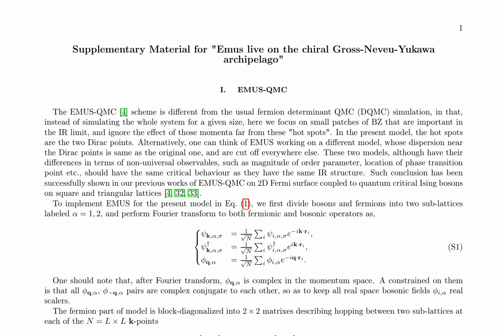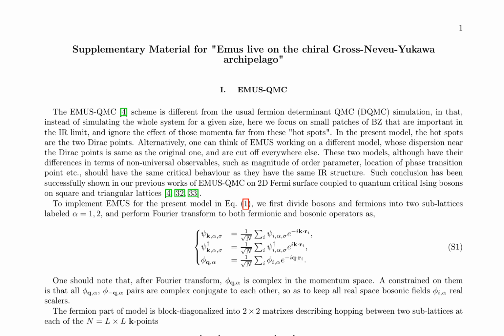The supplementary material for EMUS on the chiral Gross-Neveu-Yukawa archipelago discusses the EMUS QMC scheme, a variation of the conventional DQMC simulation. In this approach, the focus is on small patches of the Brillouin zone, BZ, that are significant in the infrared limit, ignoring the effects of momenta far from these hotspots. The model used is a 2D chiral Gross-Neveu-Yukawa model, which has 2 Dirac points as its hotspots. By working in momentum space, the simulation can be performed fully in momentum space and flip the bosonic fields directly on their momentum components. This reduces the computational complexity and improves efficiency.